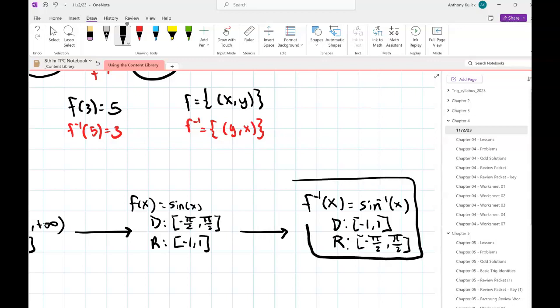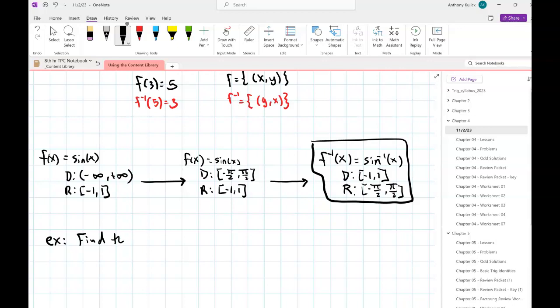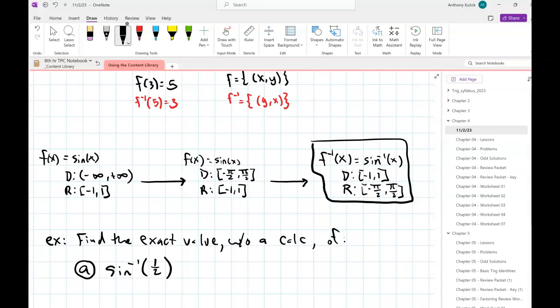So this is kind of how we're defining sine inverse. So far, so good? Okay. So let's look at an example of using this function now. Let's say we're asked to find the exact value without a calculator for sine inverse of 1/2.